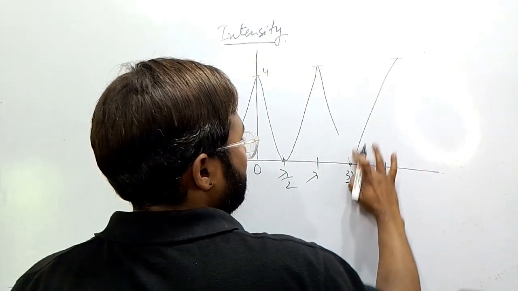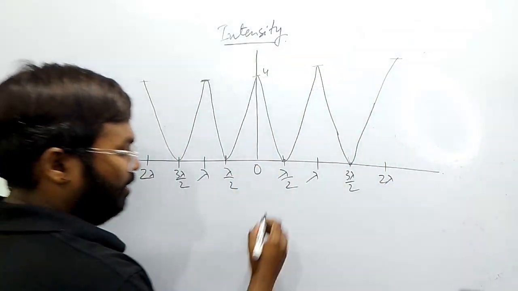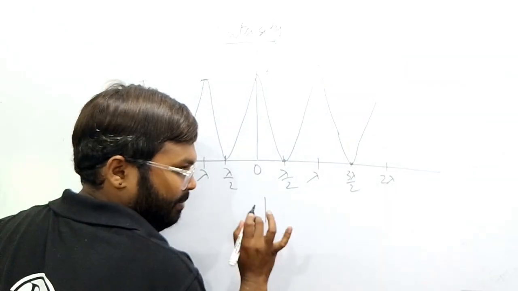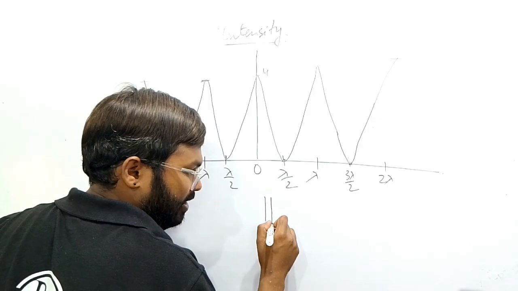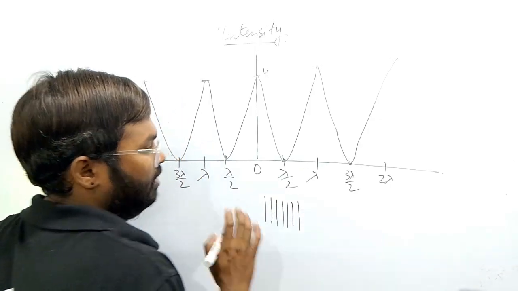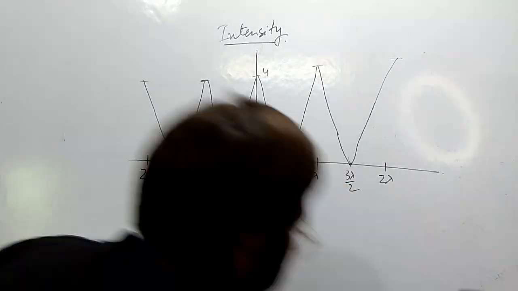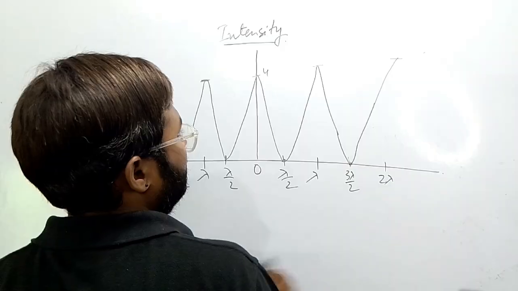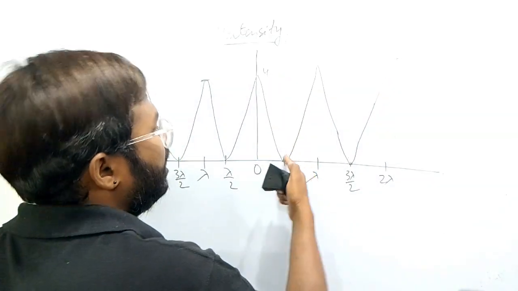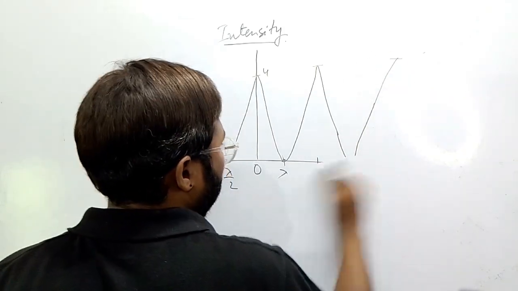Correct? That means the fringe will appear completely bright and then it goes to 0, that is minima, and then completely dark, then completely bright, completely dark. This way the fringe will be visible. Okay, clear? Got it? Because intensity 4 and then it goes to 0, and then 4 again goes to 0 again, 4 again goes to 0.